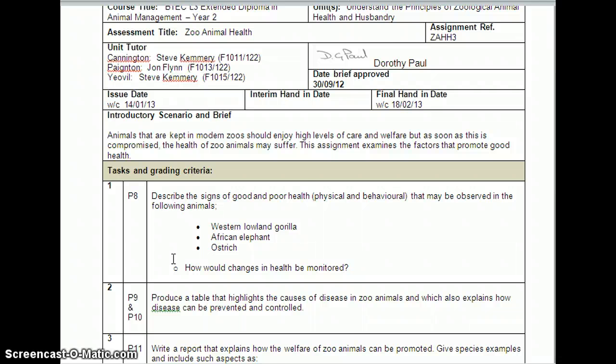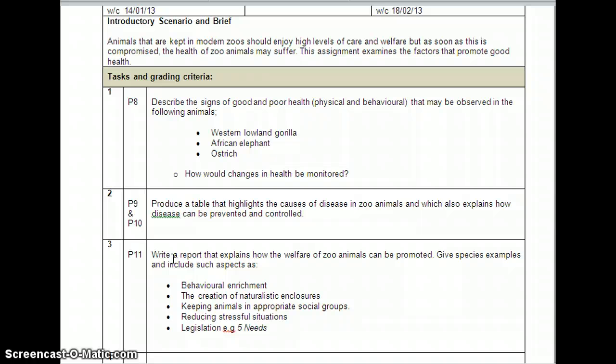So for the second task, what you need to be able to do is produce a table that highlights the causes of disease and also explains how it can be prevented and controlled. So my advice would be to have 3 columns in a table, one saying cause, one saying prevention, one saying control. And what I would advise to cover would be things like the cause would be nutrition, and therefore your prevention would be to make sure that the diets are specific to that animal, to make sure that the hygiene in the kitchen is correct, to make sure staff know what they're supposed to be feeding their animals.